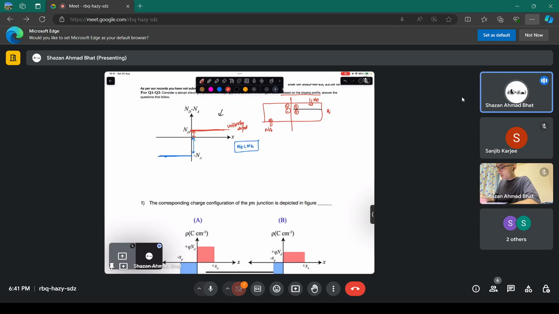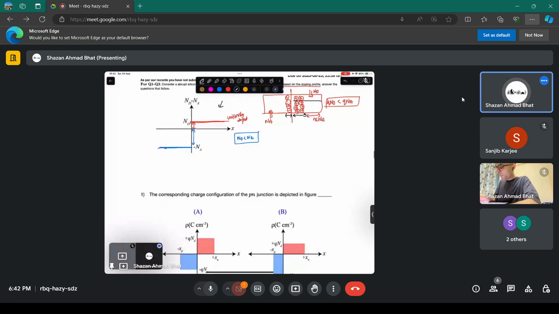And because Q times Nd is much smaller than Q times Na, when the depletion region is formed, more of it will be towards the N side. This is the N side. And there will be only a little depletion region across this side. So this is what the actual space charge region will look like, spread more into the N side.